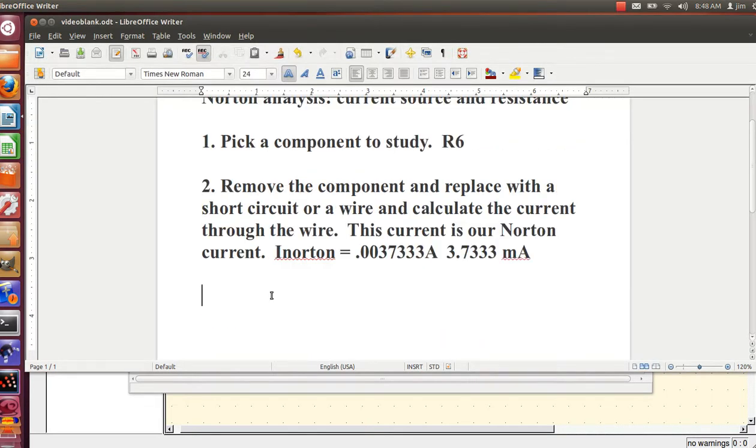The next part of the step is we have to remove the wire and calculate the resistance back through. Just like we did in Thevenin, and calculate the resistance back through.